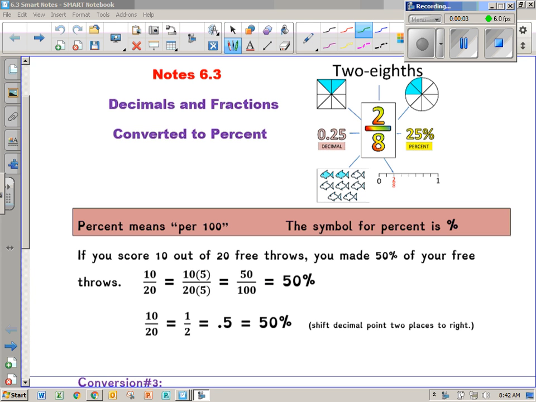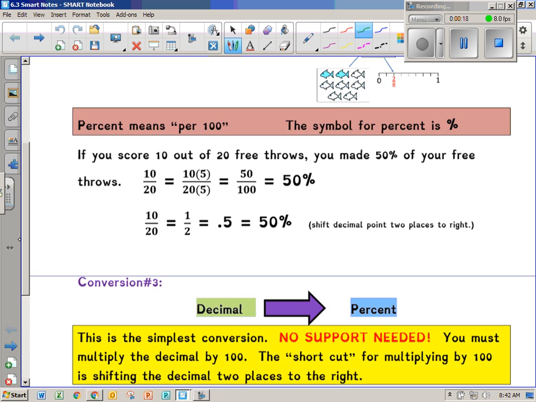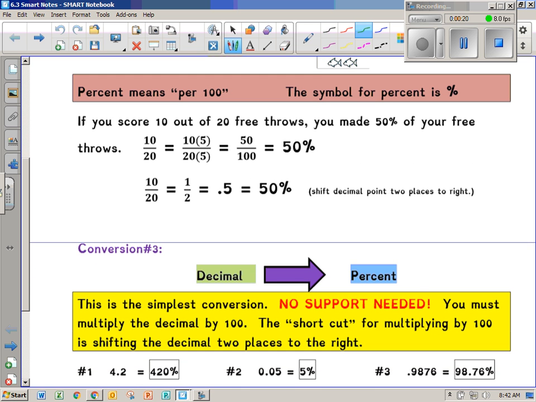All right, as we continue with Unit 6, today we're going to talk about taking both decimals and fractions and converting them to a percent. We'll be talking a lot more about percent in our next unit, but percent means per 100. So a fraction and a decimal and a percent are just three ways of saying the same thing. It's good to know how to convert because sometimes one way is much more convenient to use than another.